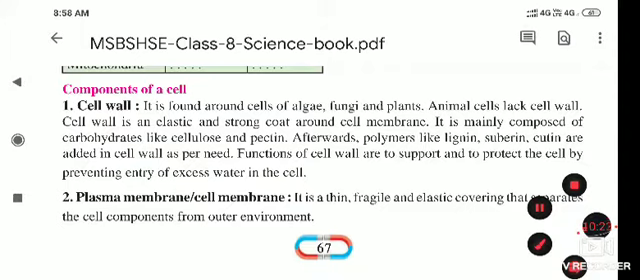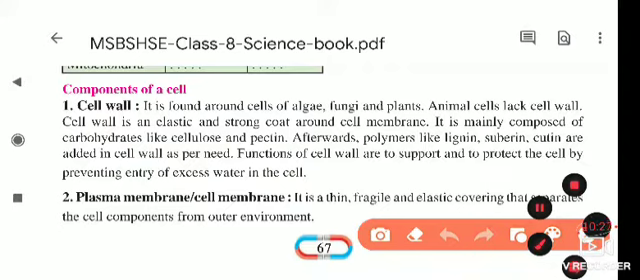Then the cell wall is elastic. Elastic means it is stretchable, the way rubber is.